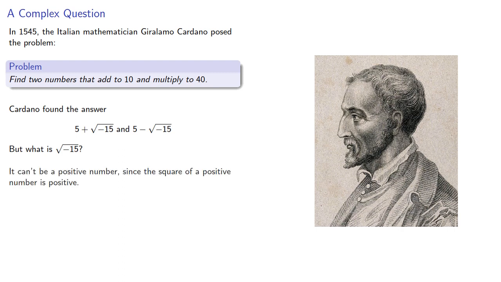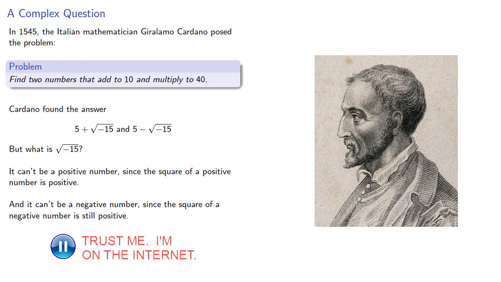It can't be a positive number, since the square of a positive number is positive. And it can't be a negative number, since the square of a negative number is still positive. So, what could it be?